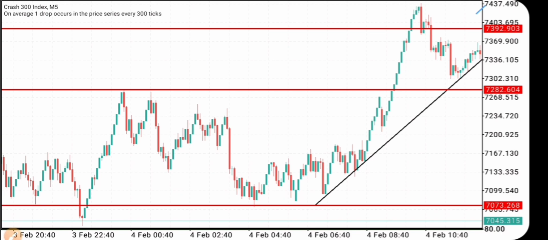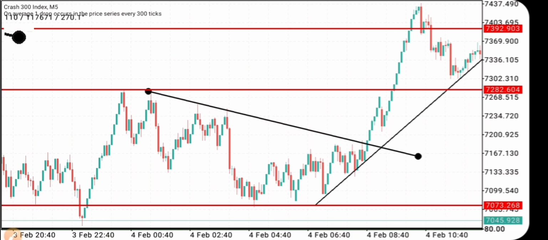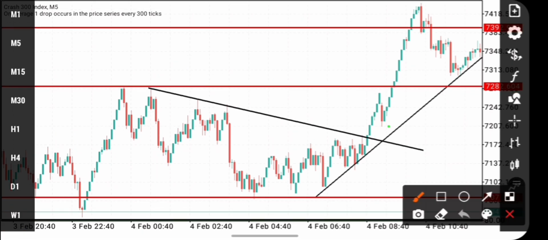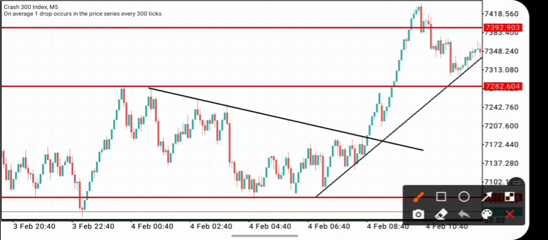Okay, so first thing, as I have said, is to identify reversal and continuation patterns, and you can see on this setup that the market formed a triangle. So this is a continuation pattern, the bullish triangle. So check what happened after the formation of the triangle. The market started going up.